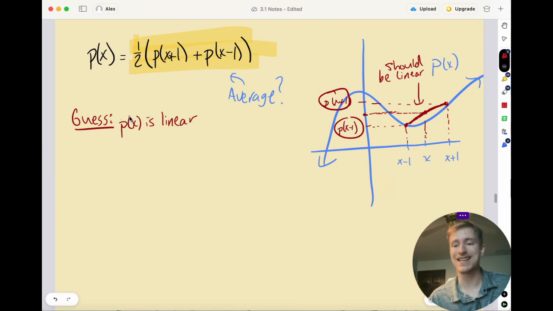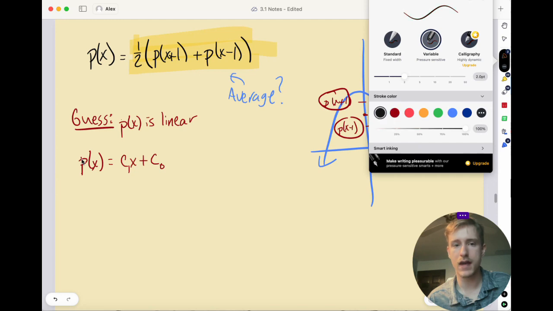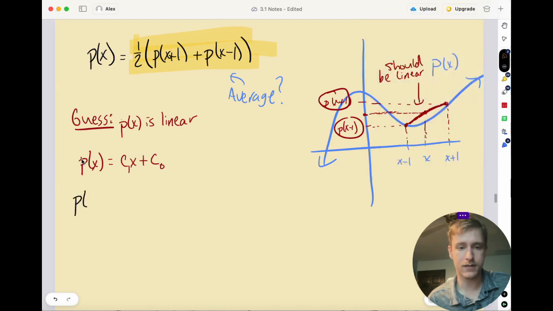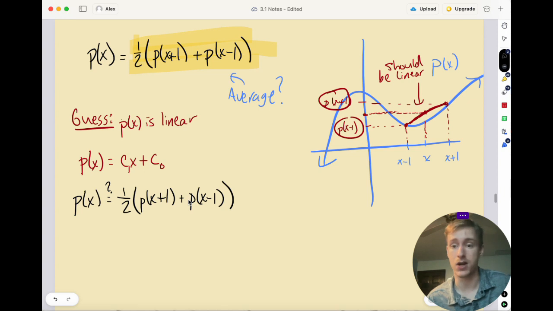If I'm going to guess that p of x is linear, that means I can write p of x in the form y equals mx plus b. So in this case, we'll pick constants c1 and c0 to write this as c1x plus c0. And if that's true, then we need to make sure that p of x is really equal to 1/2 p of x plus 1 plus p of x minus 1. So the question is, do those two things equal each other if p of x is linear? Well, just plug it in, right?